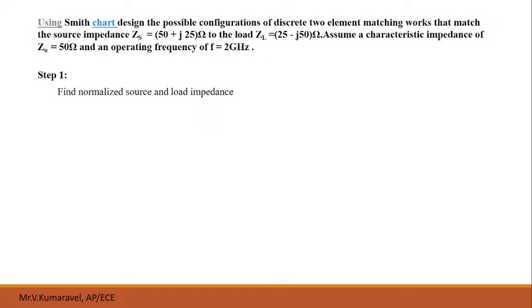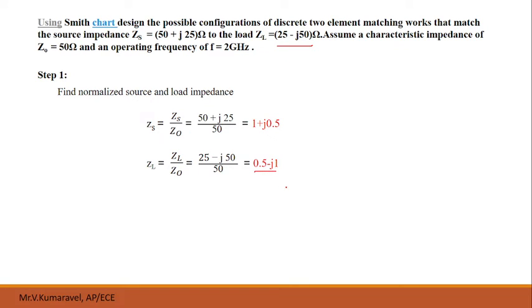So first step, we need to find normalized source and load impedance. Let us use the symbol small zs for normalized. Small zs equal to the given source impedance divided by characteristic impedance, that is 50 plus J25 ohm divided by 50. We will get 1 plus J 0.5. Similarly, we will find normalized load impedance ZL divided by Z0. So 25 minus J50 divided by 50 will give 0.5 minus J1.